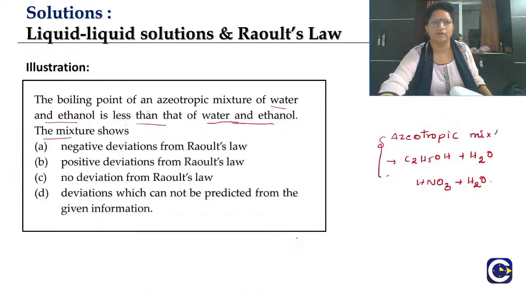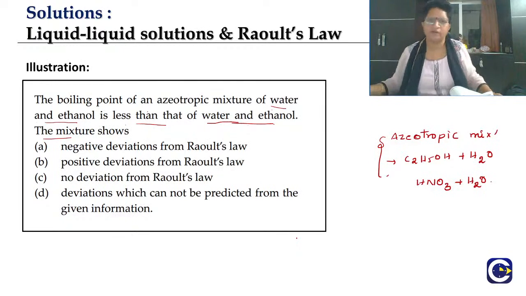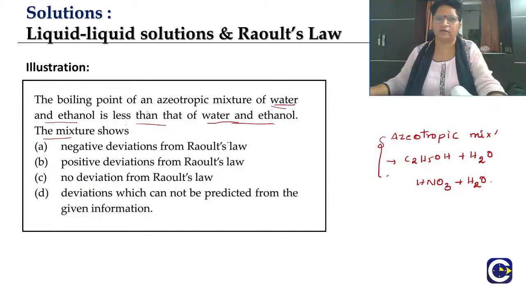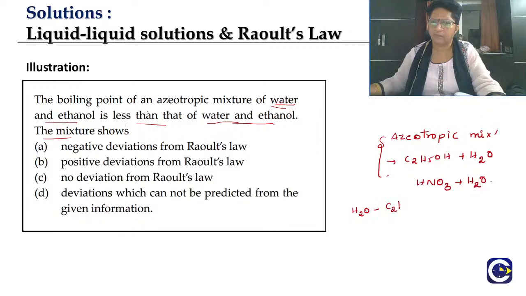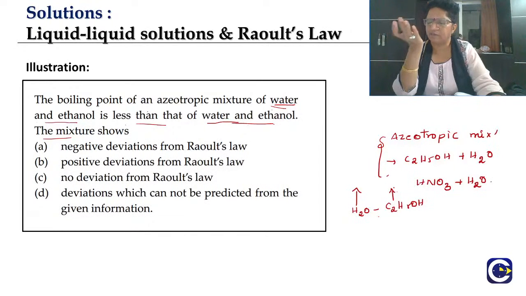What doubt do you have in the ethanol and water question? I said the boiling point of the azeotropic mixture of water and ethanol will be less than the boiling point of water and ethanol. When the hydrogen bonding between water and ethanol is less, water will go into the vapor state easily, and ethanol will also go into the vapor state easily. If both are more in the vapor state, what happens? It will reach the atmospheric pressure very easily. Then what happens to the boiling point? It will be lower.